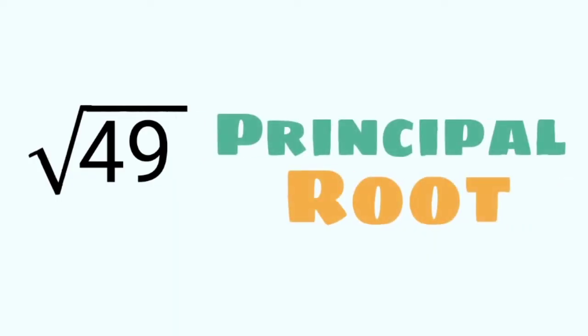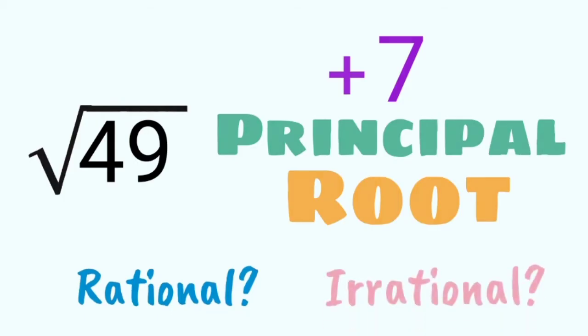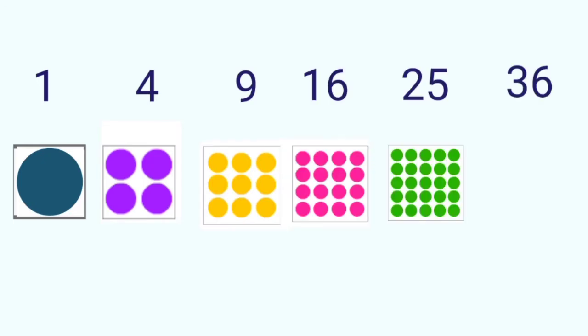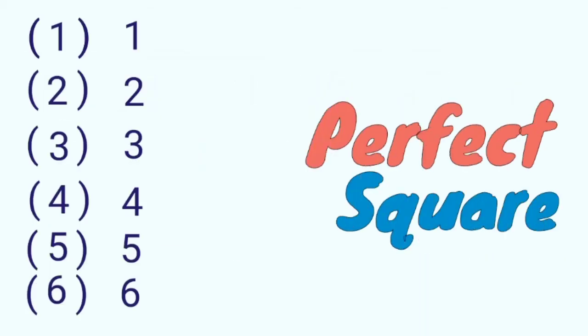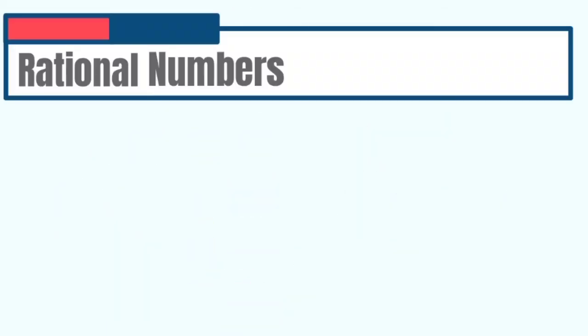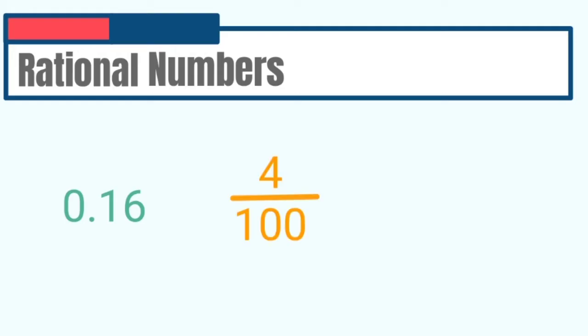However, we are more concerned about the principal square root of a number, which is the positive square root. To classify if the principal root is rational or irrational, we must determine if the radicand is a perfect square of a number. Integers such as 1, 4, 9, 16, 25, and 36 are called perfect squares. A perfect square is a product of a number multiplied by itself. Rational numbers such as 0.16, 4 over 100, and 4.84 are also perfect squares.